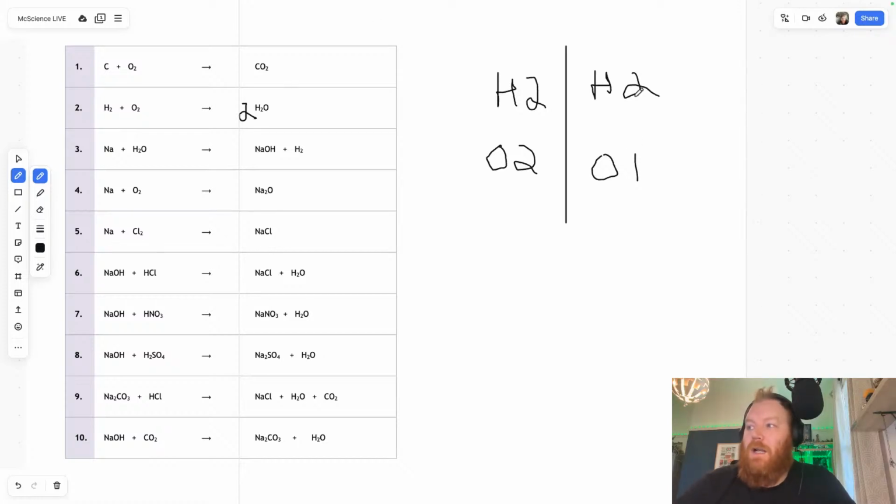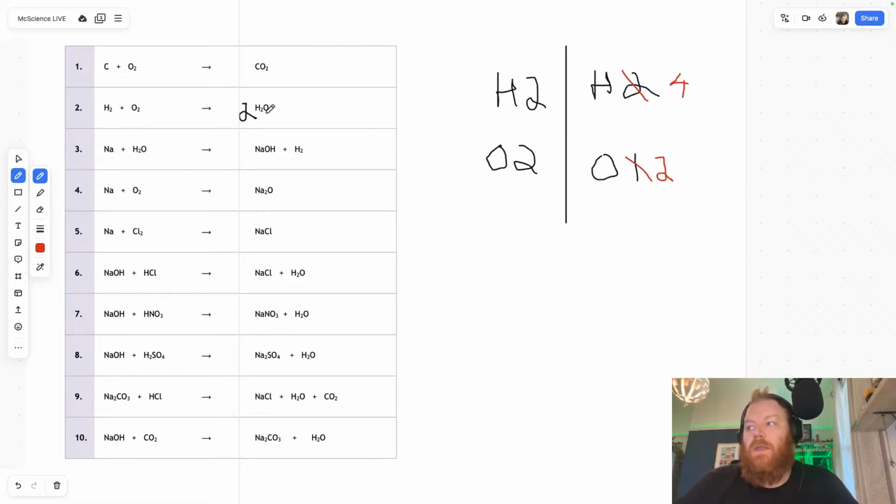So instead of having two hydrogen, I now have four. And instead of having one oxygen, I now have two because I've doubled everything. When it comes to balancing an equation, it's a multiplication, not an adding.